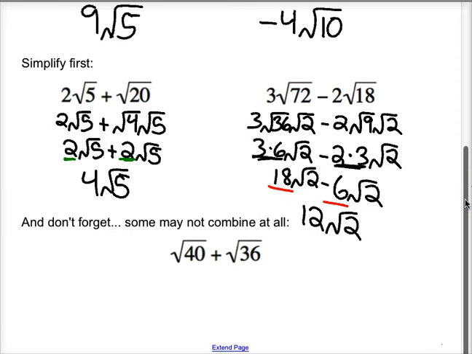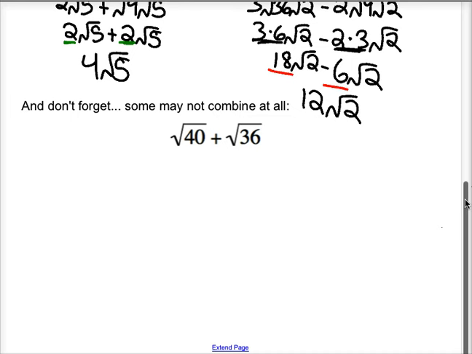And now finally, I do want to show you that sometimes they don't combine at all. Now what I mean by that is square root of 40 splits up into 4 and 10. Okay, 4 is a larger perfect square. Well, 36 is actually already a perfect square. The square root of 36 is just 6. So this one, you get 2 square roots of 10 plus 6. And notice, they don't both have a like radical. So these actually can't combine.